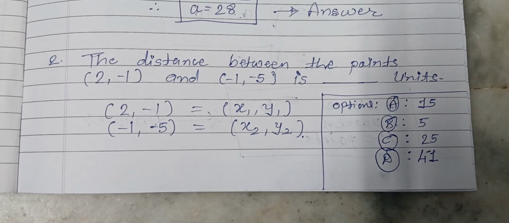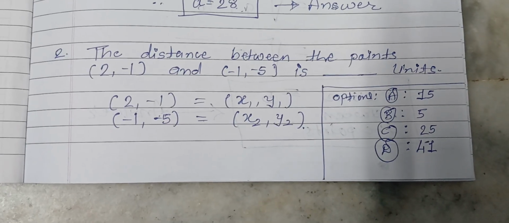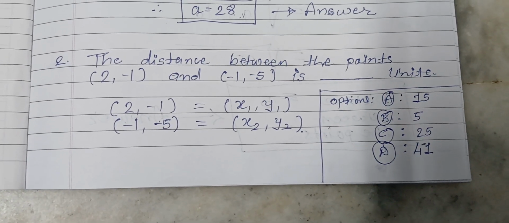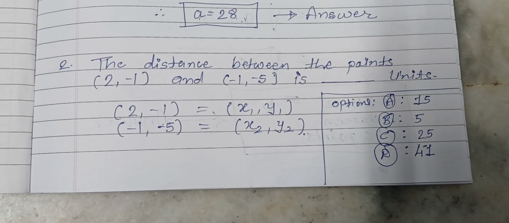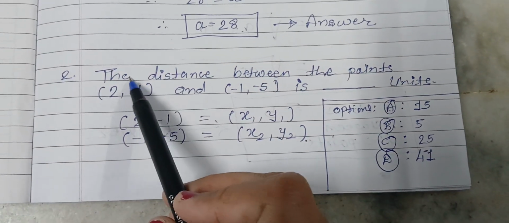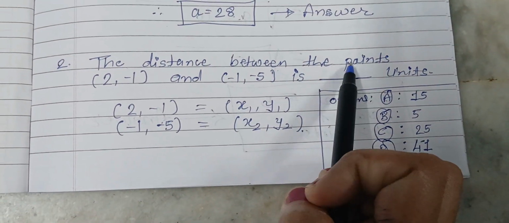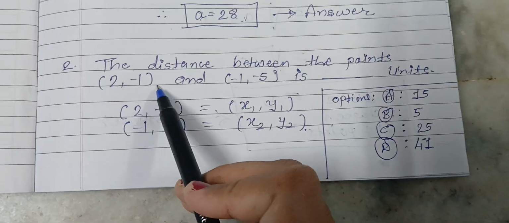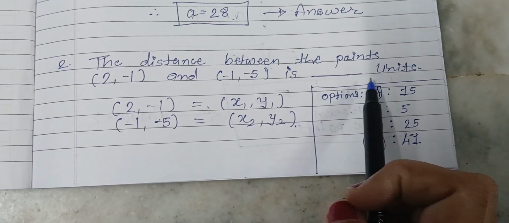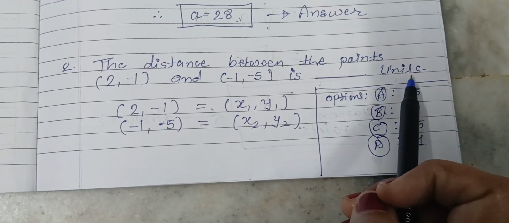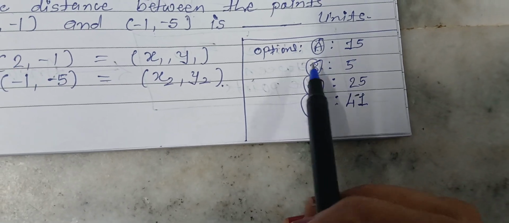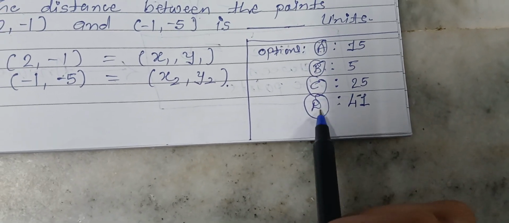In today's video, we learn a question from board examinations which was asked in the March 2025 board exam for the Gujarat state. The question is: the distance between the points (2, -1) and (-1, -5) is how many units? The options given are A) 15, B) 5, C) 25 and D) 41.